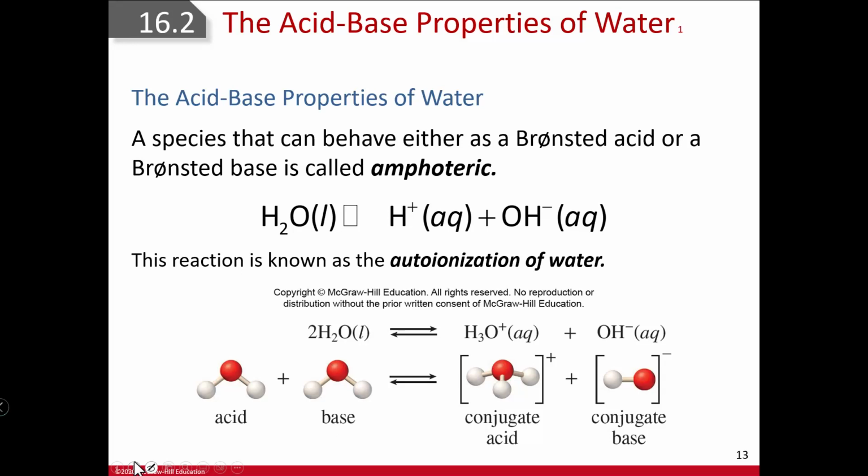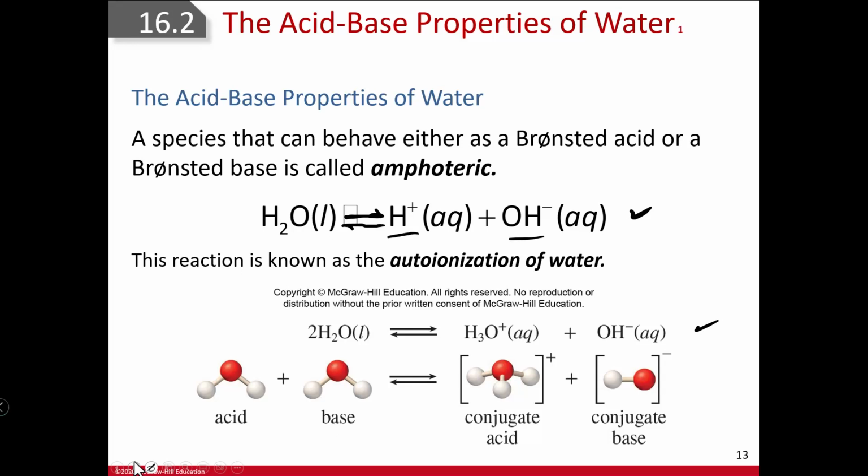For some reason, this slide is not showing the double arrows there. So remember, double arrows from the last chapter means it's a reversible process. And so it works here. It's working perfect here, so I'm not sure. So if I was going to write water like this as an equation, this is the Arrhenius way of showing it, right? It just shows that water ionizes into a hydrogen ion and a hydroxide ion, all right?